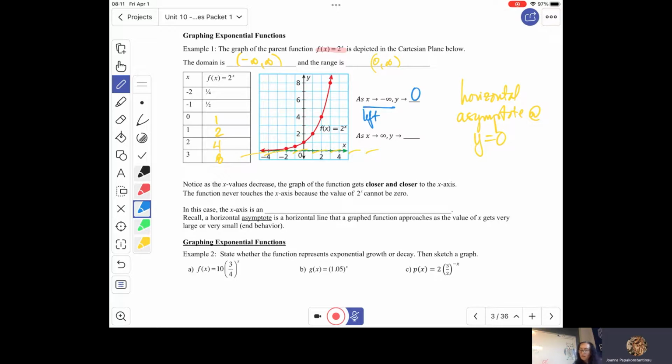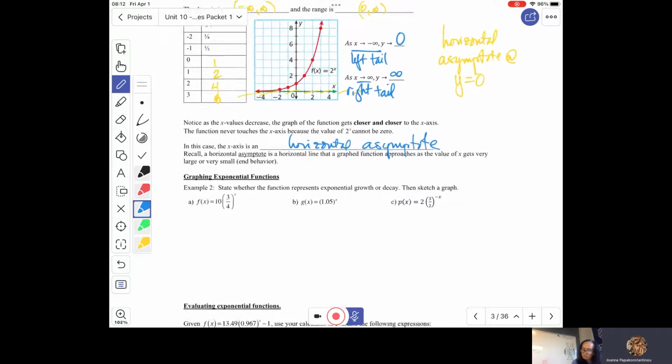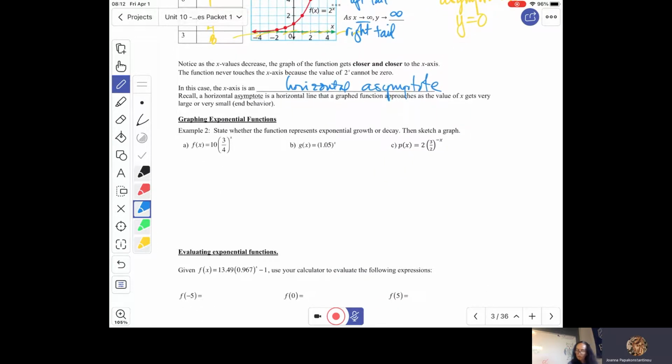As x goes to positive infinity, I am looking at the right tail. What does the right tail do? It goes to positive infinity, that's right. So again, we have a horizontal asymptote. We are never going to touch the x-axis, right? Because 2 to the x can never be 0. So the x-axis is a horizontal asymptote. So let's take a look at each of these beautiful exponential functions.